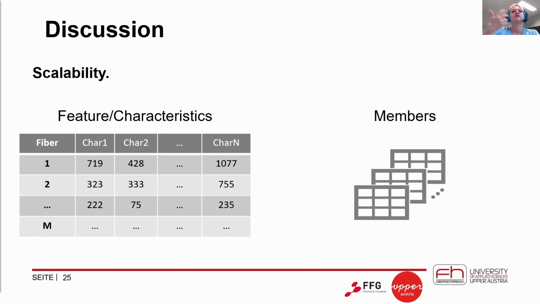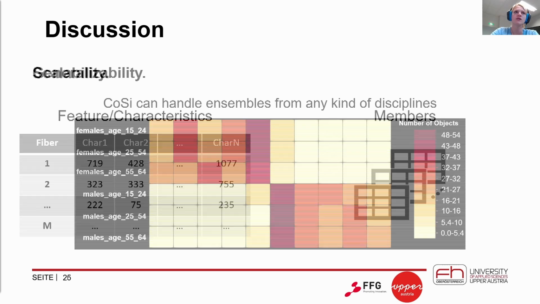So CoSi is a highly scalable framework. The number of features or characteristics is merely limited by the run, since we use the Markov algorithm to compute the multidimensional scaling. And further, with CoSi, the number of members to be compared is quite high, so approximately 50 members shouldn't be a problem, since mainly the color patterns are crucial for identifying similar datasets.